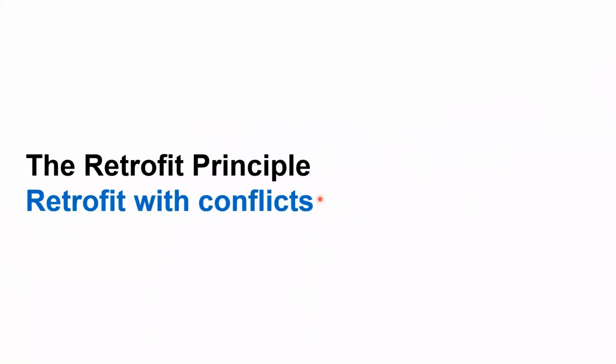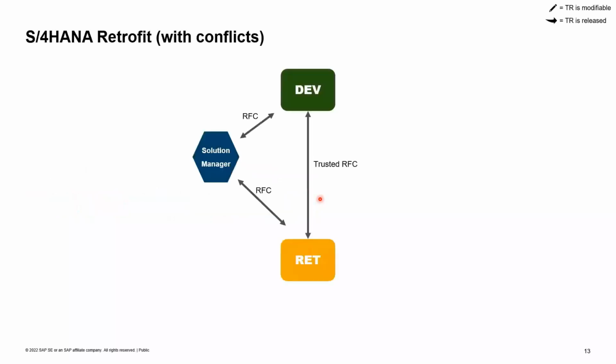Let's have a look at the retrofit in principle. So the retrofit with conflicts. I think this is the most interesting part. And for that, I would like to walk through this example now in this slide. So what does it mean? This is the existing scenario. What we need is the component, the solution manager. We need a development system on the maintenance track, which is also linked via trusted RFC. We have the retrofit system, which is the project landscape based on S4. And then we will walk through the scenario.